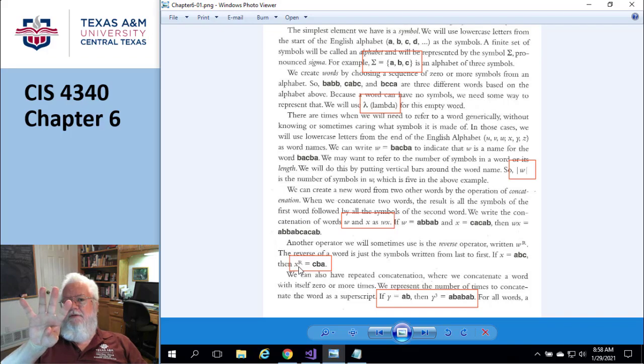And that just takes the letters and, boop, turns them around. That, again, not too complicated. And then you could have repeated concatenation. Go concatenate yourself. Sounds like a curse word, doesn't it? But in this case, if Y is equal to AB, then Y cubed would be AB, AB, AB.